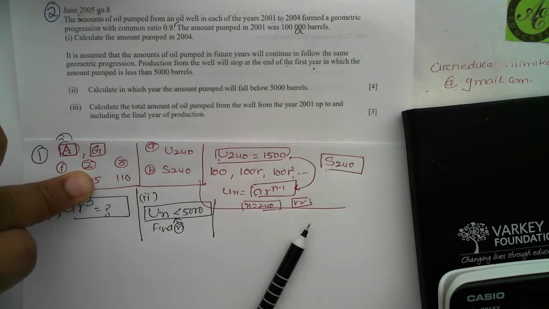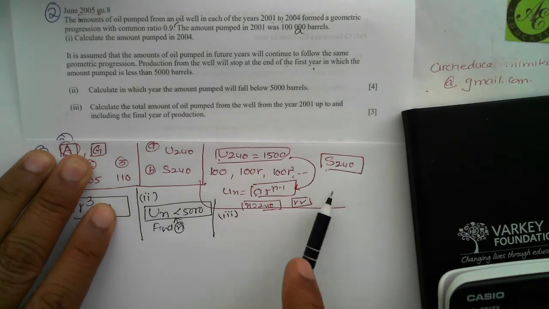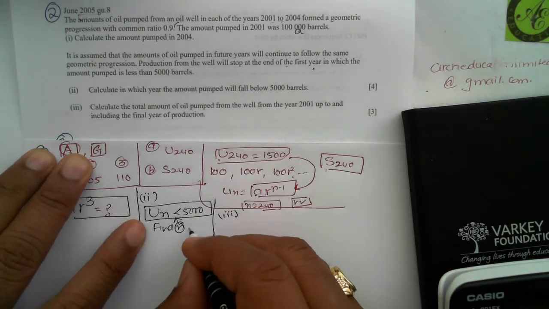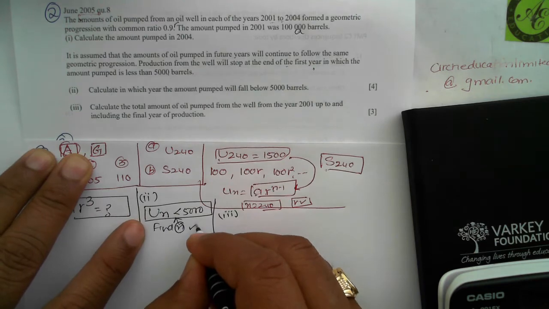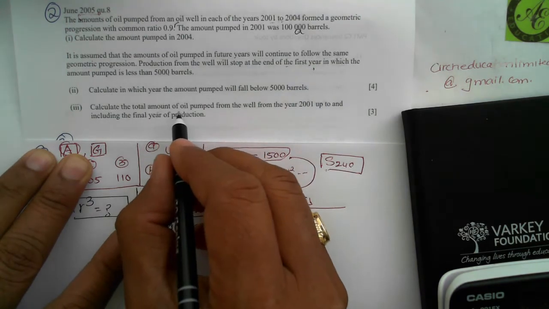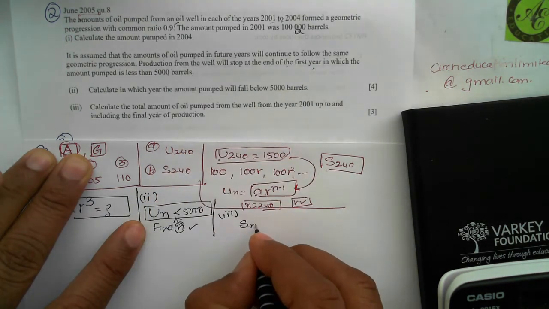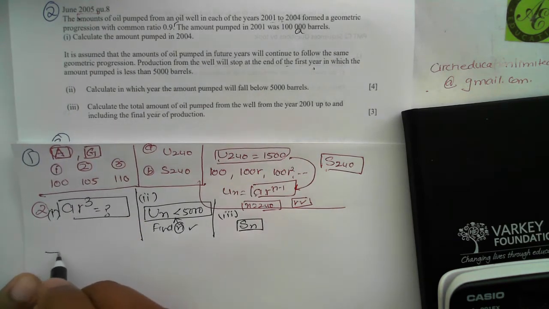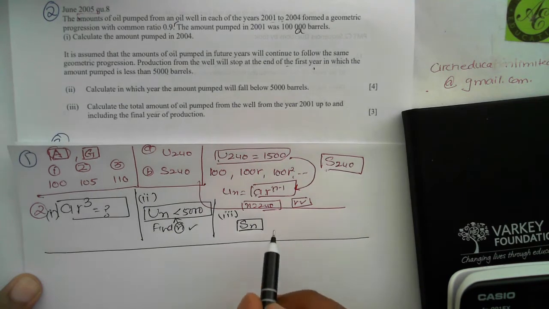Right, and the third part of the question is the same again. Once you've found that year or number of years, or n, you're going to find the total amount of oil pumped. You're going to find Sn up to that point. Straightforward. Okay, application of formulas. If you cannot do it, you can come back to me and I will explain that to you later. Okay guys, we move on to the next question.